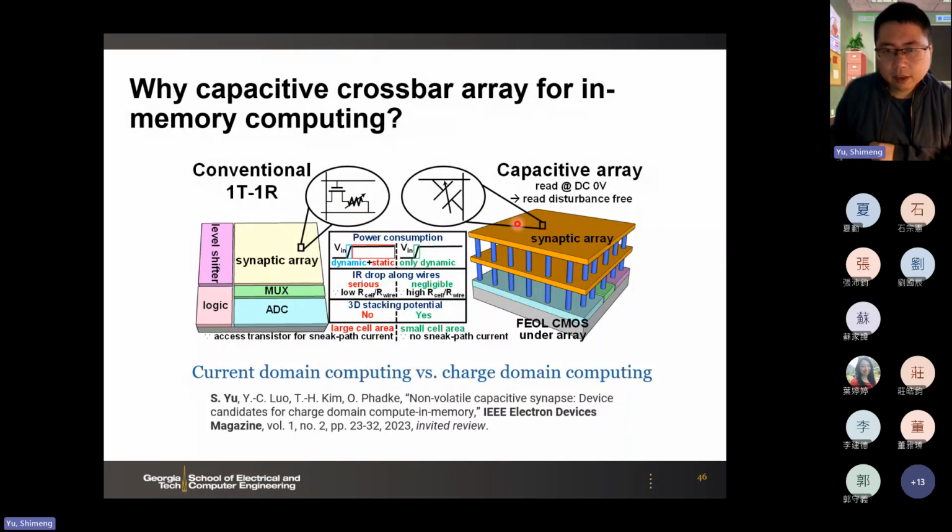But if we can somehow use a capacitor to do the computation, you see that with a capacitor, there's no DC current flowing through it. Only the rising edge will have some transient current. So we only have the dynamic power. We get rid of this part altogether. So it's much more energy efficient. And since this is open circuit in nature, there's no IR drop along the wires. So essentially, we want to switch from this current domain computation to the charge domain computation.